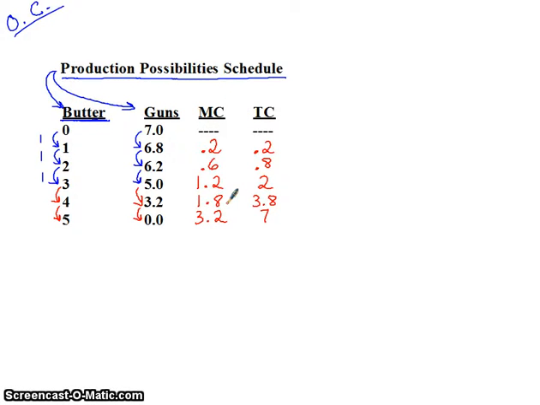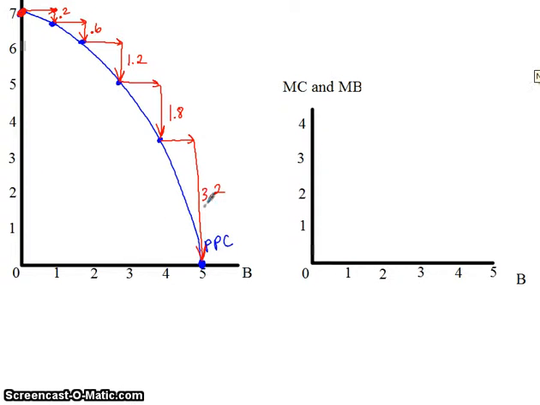Let's do a quick graph of that. So we want to take these marginal costs and we want to graph them. So I put butter on the horizontal axis. I put marginal benefits, marginal costs on the vertical axis. These are measured in guns, how many guns you have to give up for more butter. And let's see, for the first butter, the marginal cost was 0.2. So we graph it. Second butter, marginal cost was 0.6.